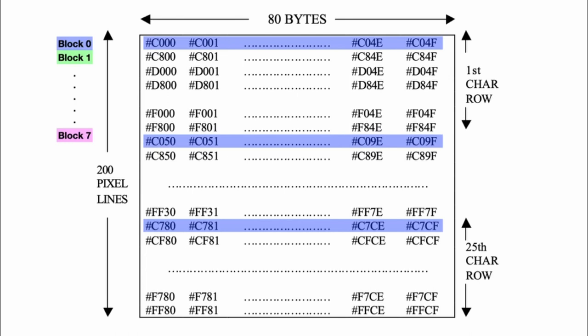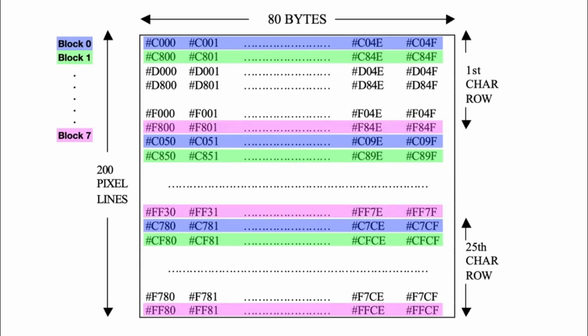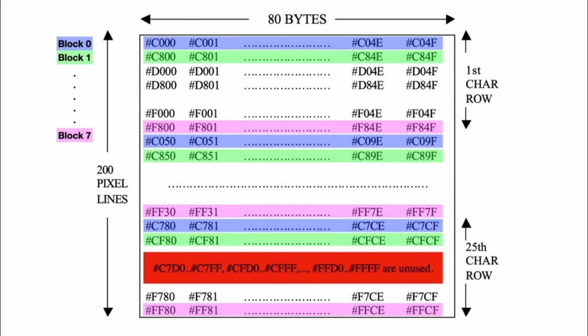And then the next row starts, block number 1 starts at C800. That's 800 bytes down. So one row down on the screen is 800 bytes. 8 rows down is 50 bytes. It is a bit confusing. And then the last block starts at F800 and goes to FFFF. Now, a keen observer would notice that there are some missing bytes here at the end of each block, so C7D0 to C7FF aren't used at all.